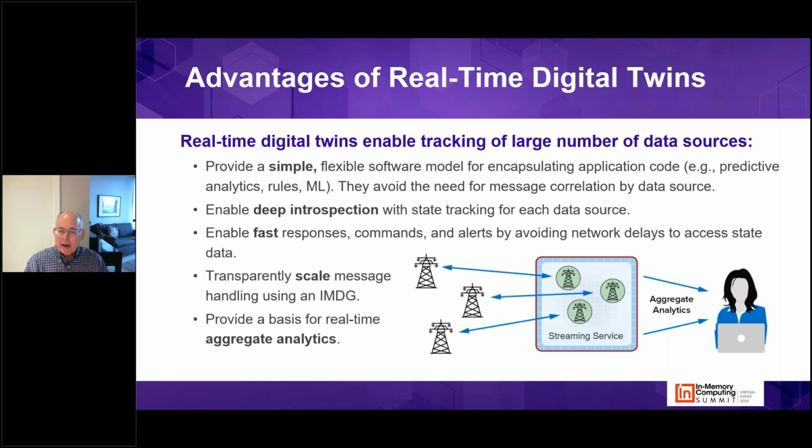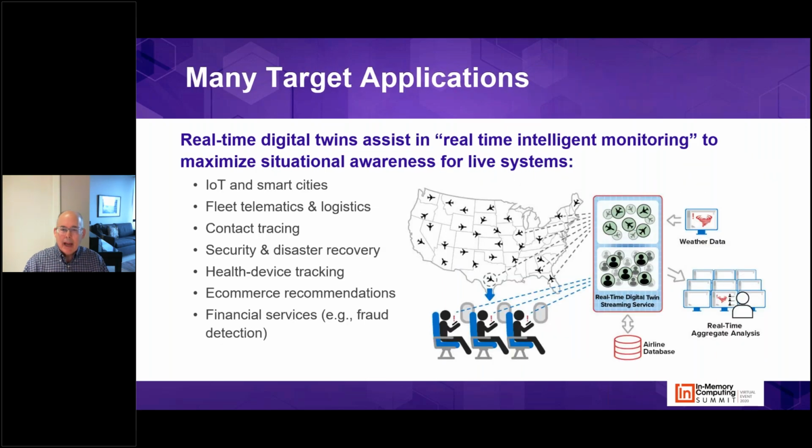And lastly, it provides a basis for aggregate analytics, which is what we're going to be talking about today. So there are many applications for this real-time digital twin approach to stream processing. They typically fall under the heading of real-time intelligent monitoring, where we're trying to maximize situational awareness in a live system. We've seen 2 examples, the smart cities example, and you can imagine all the IoT devices that are feeding telemetry to the cloud service in a smart cities environment.